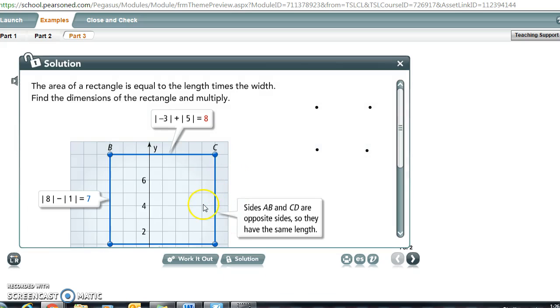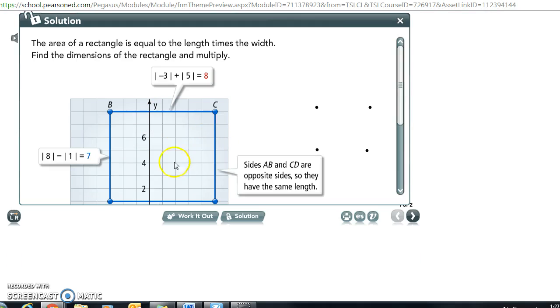So what they did is they said, okay, here are our points. The area of the rectangle is going to be equal to the length times the width. So you need to find the dimensions by finding the sides. They go ahead and look at B, and they find that the absolute value of -3 plus the absolute value of 5 is 8, which means this must be 8 blocks from B to C.